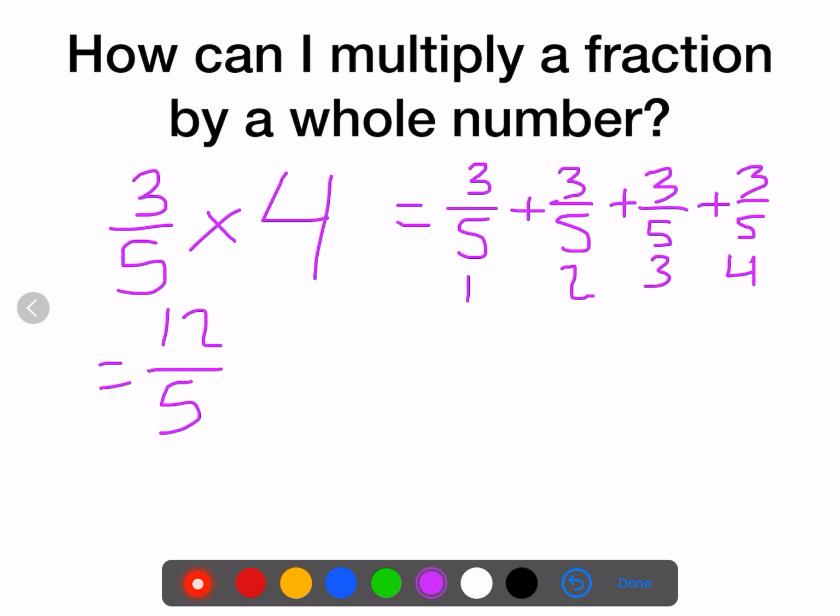You can look at the whole number and know that's how many times you need to add the fraction together. 3/5 times 4 is the same as 3/5 plus 3/5 plus 3/5 plus 3/5, 4 times.